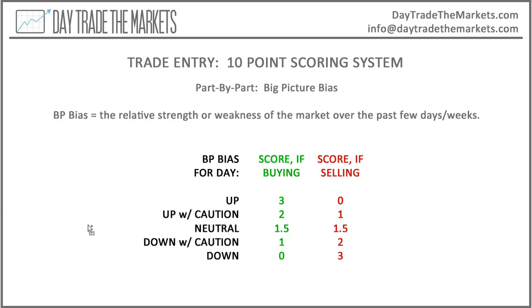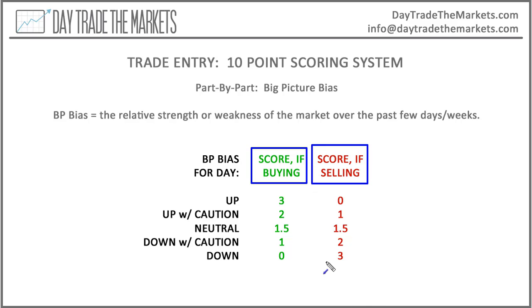Let's start with the big picture bias, again making up 3 of the 10 points. With the big picture bias, we're judging the relative strength or weakness of the market over the past few days and weeks. And we always want to think about the score in terms of what's the score if we were thinking about getting long, and what's the score if we were thinking about getting short.